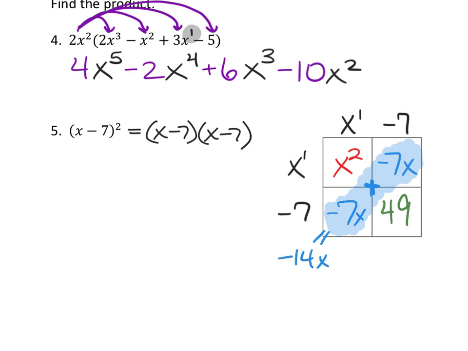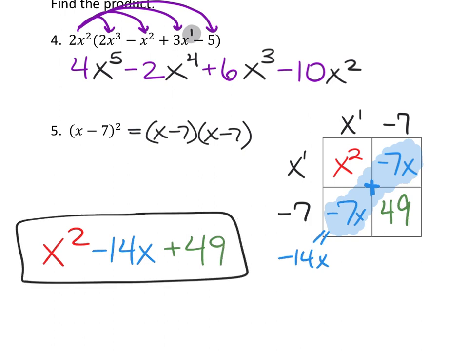So to finish this problem, you just take all of the numbers out of the box. Well, we already took the diagonal out of the box. All that's left is the x squared in front of it, the negative 14x that we took out, and that positive 49. Voila. We multiplied a binomial times a binomial and got a trinomial. Amazing.